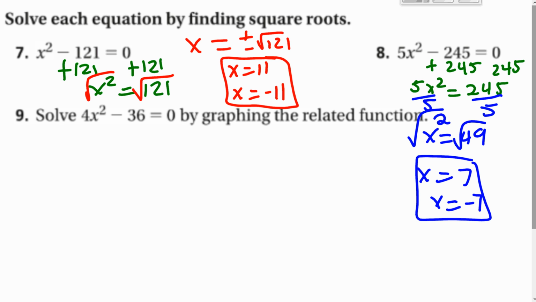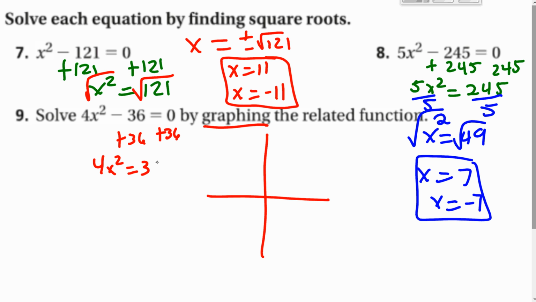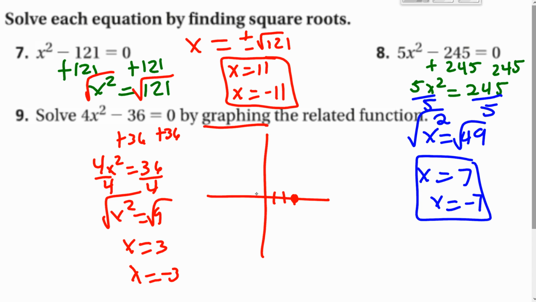Now this last one, might as well do the same thing on it, because it wants to do it by graphing. So you could add 36 to both sides. So you get 4x squared equals positive 36. Divide by 4, divide by 4. So x squared equals 9, square root, x equals plus or minus 3. So that means at 3, I'm at 0 here, and at negative 3, I'm also at 0. So those are your x-intercepts, your solutions.